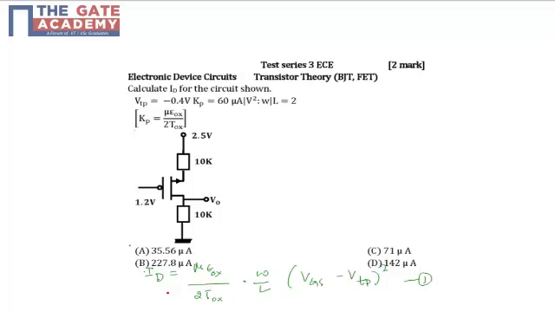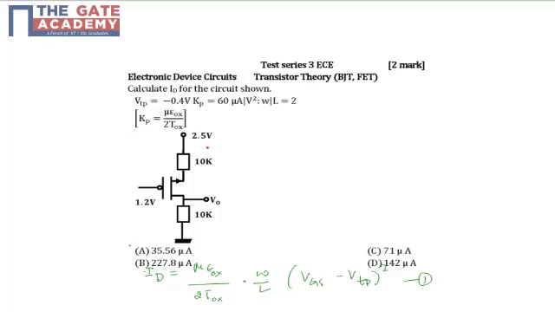Hello, the given question is from test series 3, subject electronic device circuits, and the chapter is transistor theory. We have to calculate ID for the circuit shown. They have given the VTP value as minus 4 volts, the KP value as 16 microamps per volt square, and the W by L ratio is 2. So this is the circuit.